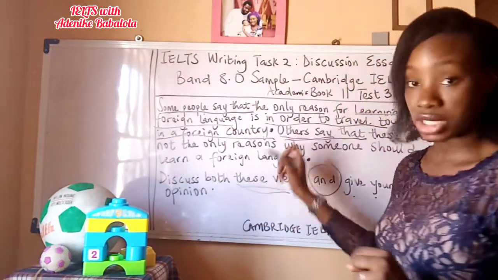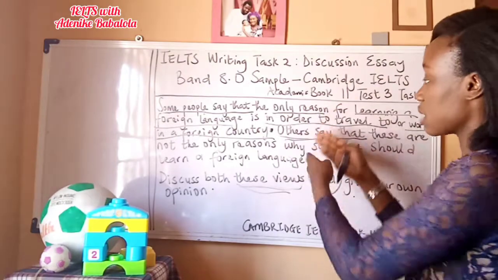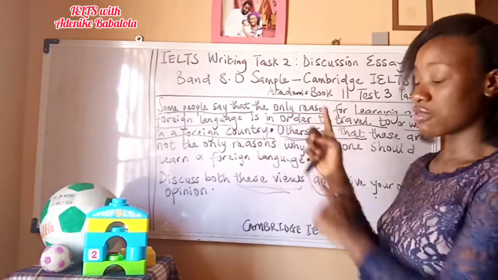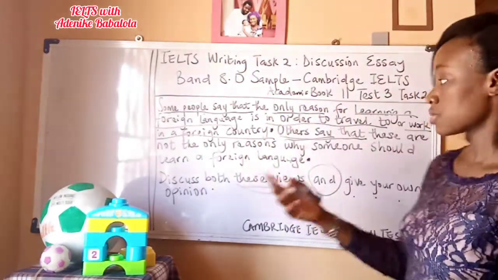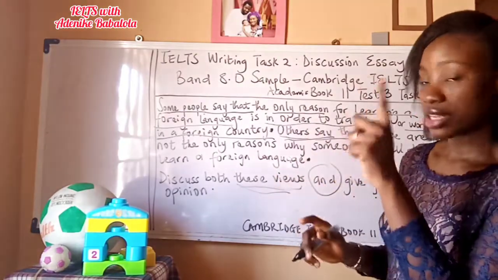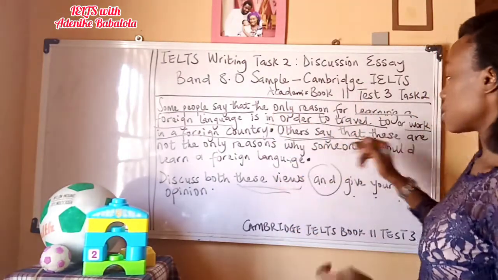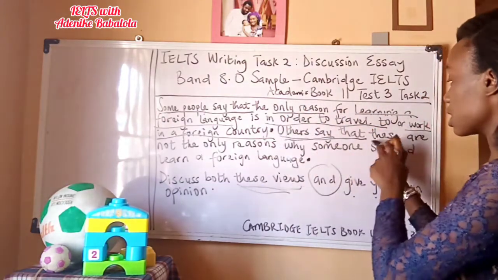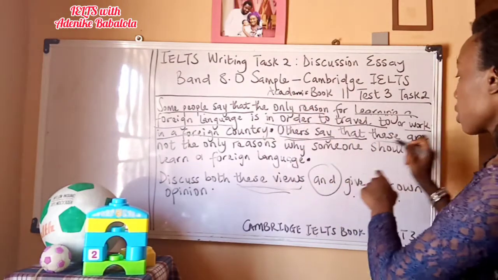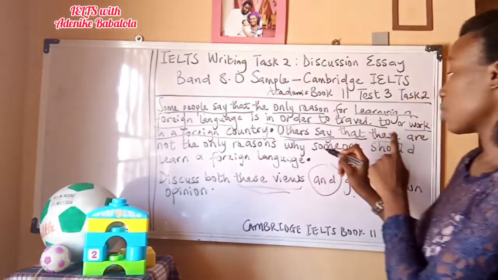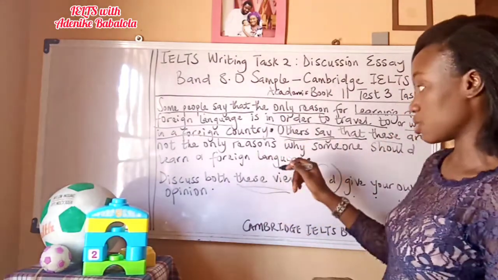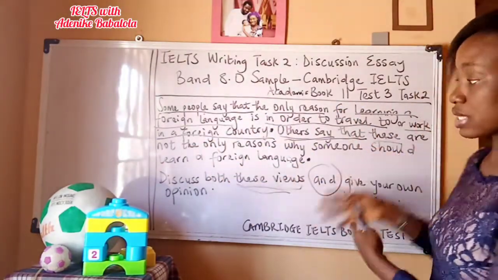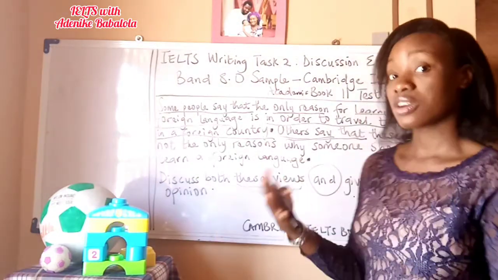a foreign country. So, the only reason is either you want to migrate to another country, or you want to work in another country, a foreign country. Either of these will give you the only reason why people learn languages or learn a foreign language, okay? Others, that's the other view now, say that these, referring to traveling to another country or working in another country, are not the only reasons why someone should learn a foreign language, okay? So these people say it's either this or this, travel or work. But this other group says it's not just traveling or working, there are other reasons involved.